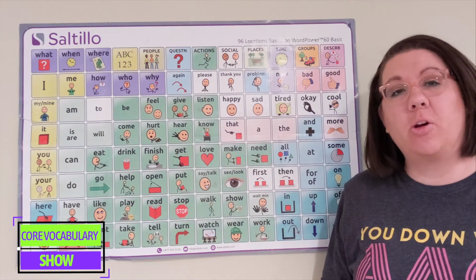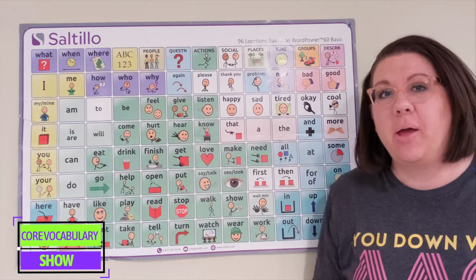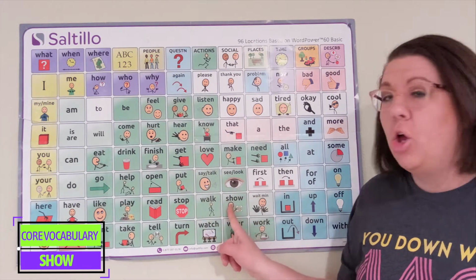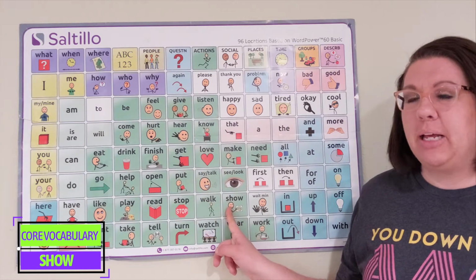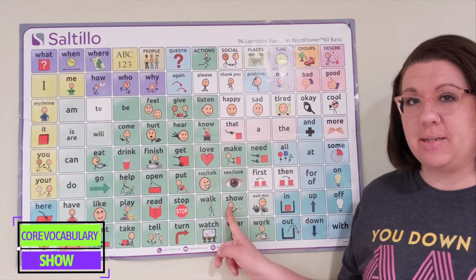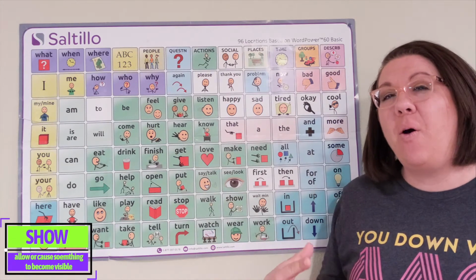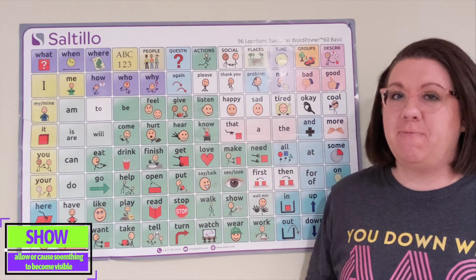Today's video is going to be a core vocabulary and action video. Our core vocabulary word that we will be targeting is show. Show is a verb, so it's most likely going to be green on your AAC system. And show means for us to allow or cause something to be visible.